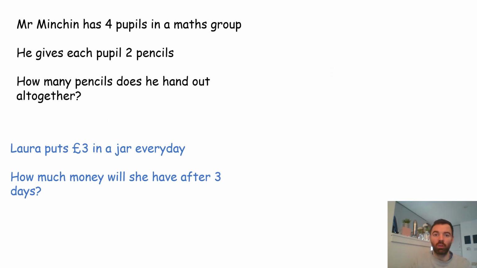Okay, so I've got 2 word problems for you here to have a go at. What I'll do is I'll read them out, then you can pause the video and give them a go. Problem number 1. Mr. Minchin has 4 pupils in a maths group. He gives each pupil 2 pencils. How many pencils does he hand out altogether? And problem number 2 is Laura puts £3 in a jar every day. How much money will she have after 3 days?